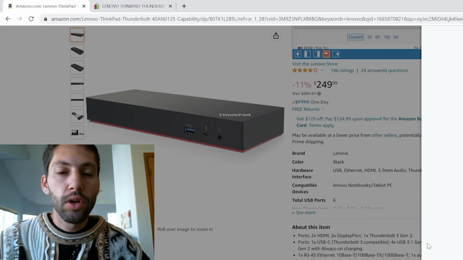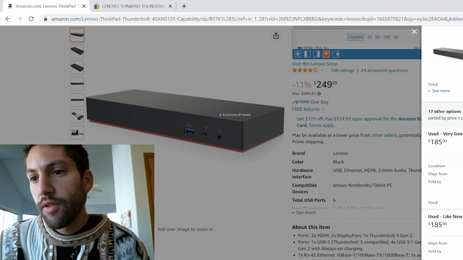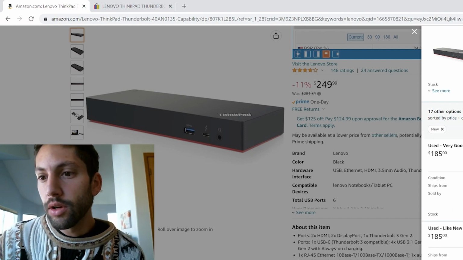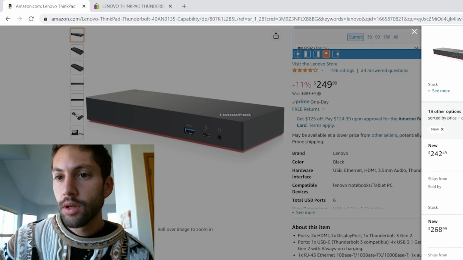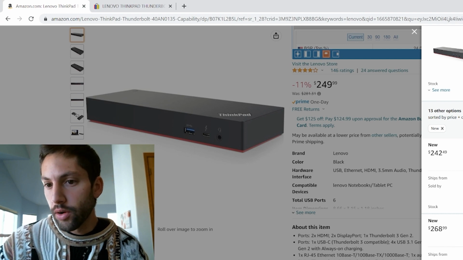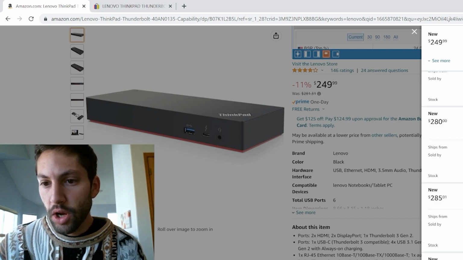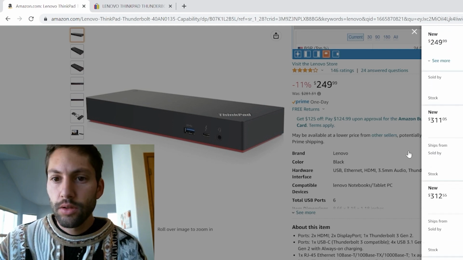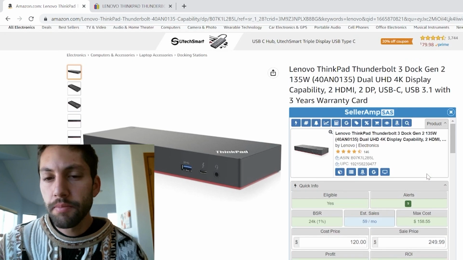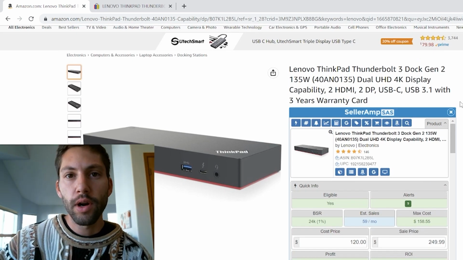And then if we look at the different people who are selling this item, we'd look to see who's selling this new. And we're looking for Lenovo. So this person isn't them. I'm not seeing them. So yeah, the brand's not on this listing, so we are in the clear for IP issues.